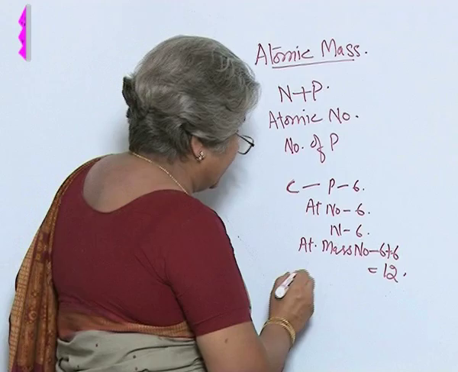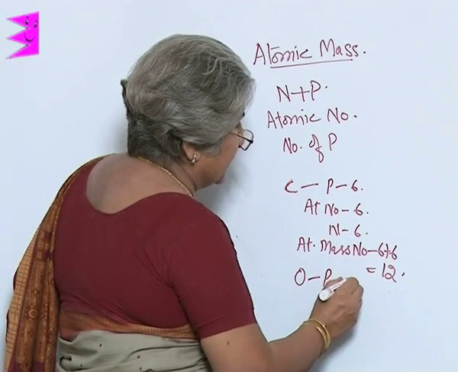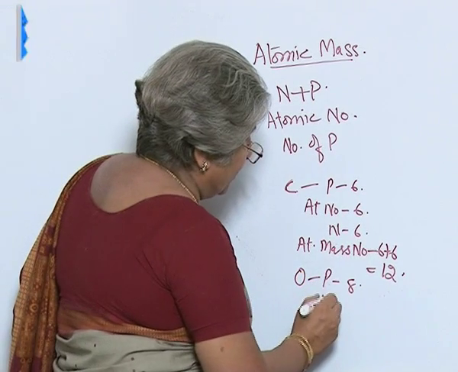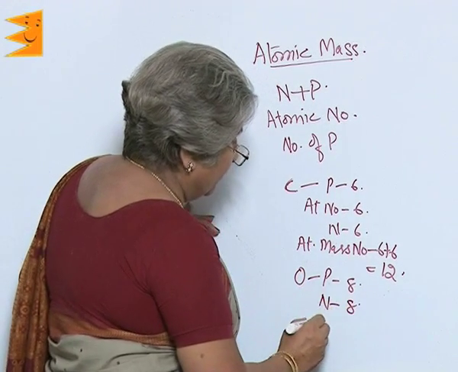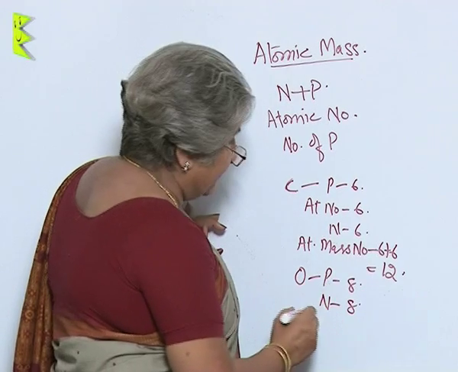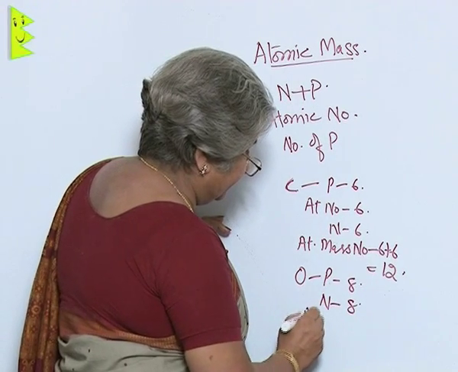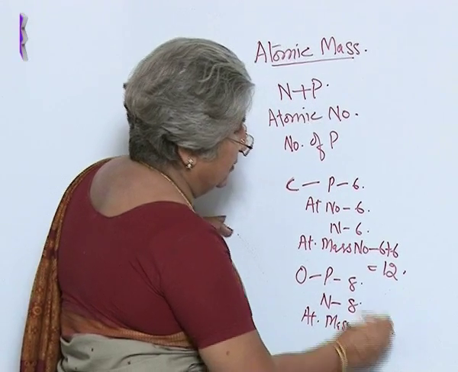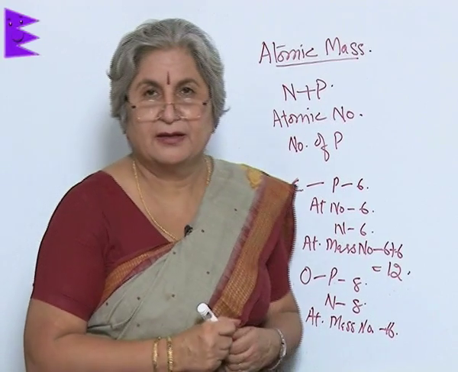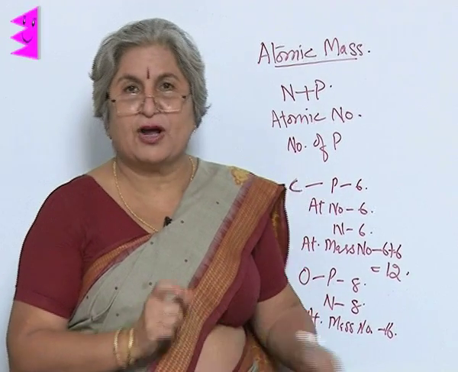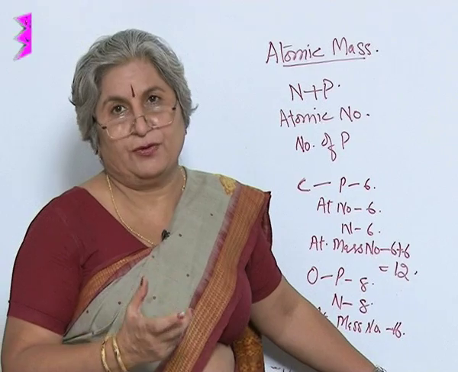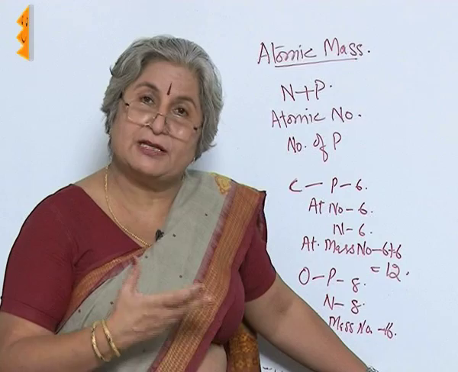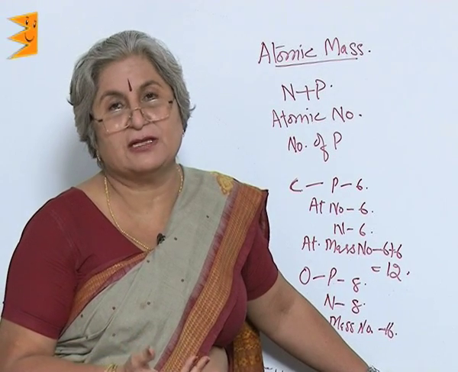In the case of oxygen, the atomic number is 8, so that is the proton number, and the neutron number is also 8. So, the total number, or the atomic mass number, is 16. So, when we talk of atomic number, we are talking of protons, but because the proton number and electron number are the same, this will also tell us the number of electrons in an atom.